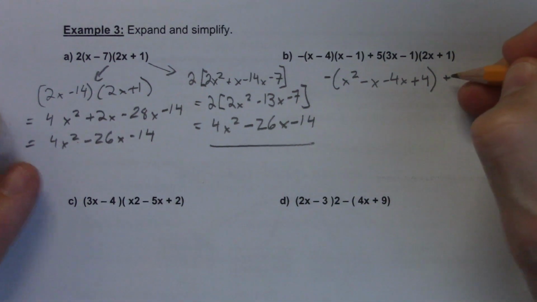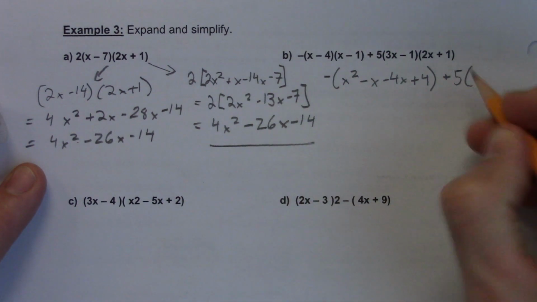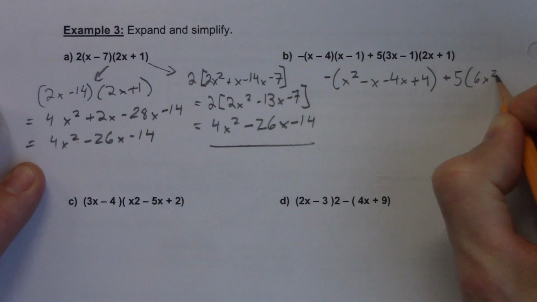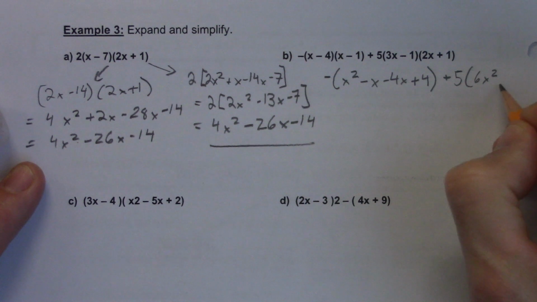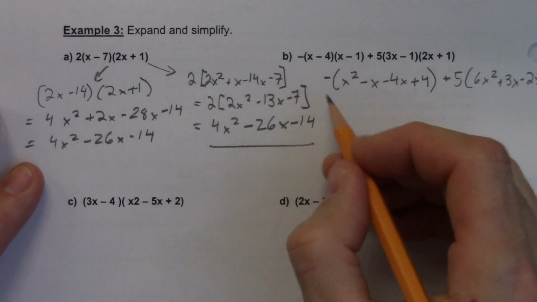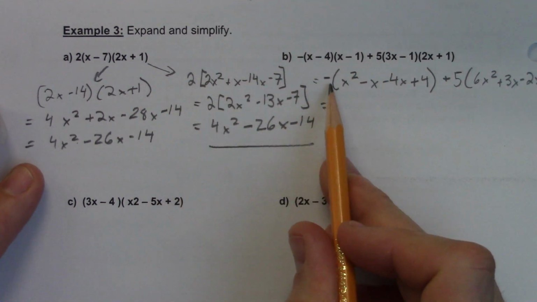plus, I'm going to do the same thing. I'm going to leave the 5 on the outside so I have smaller numbers. Deal with the inside. So I'm going to get 6x squared plus 3x minus 2x minus 1. Now I can distribute that negative sign.